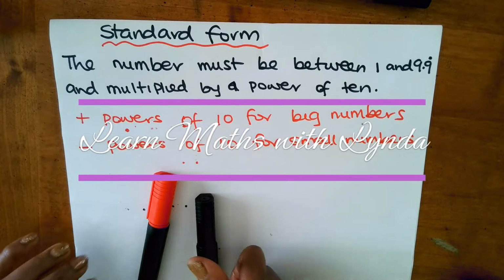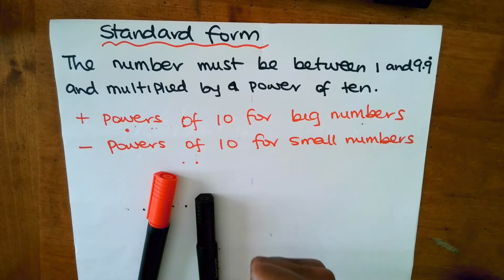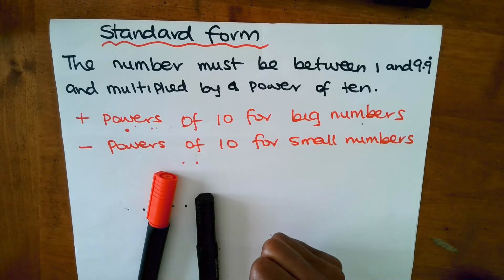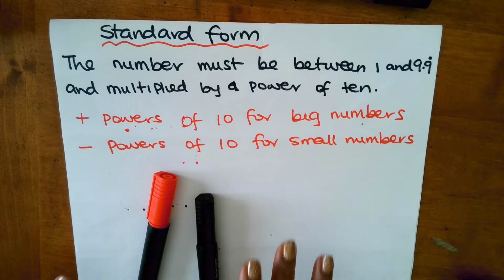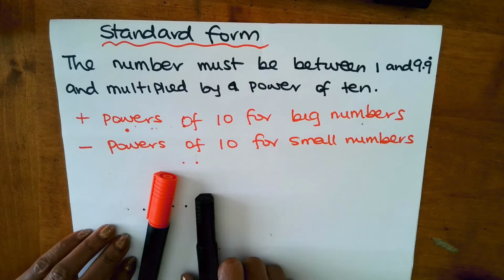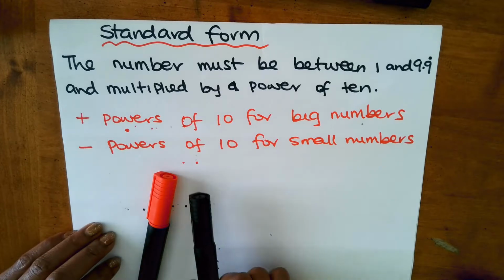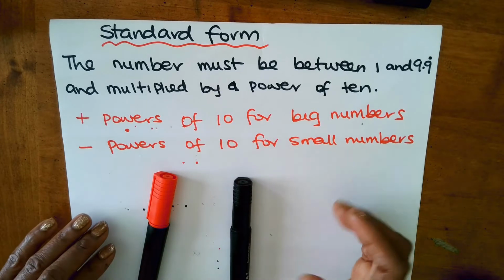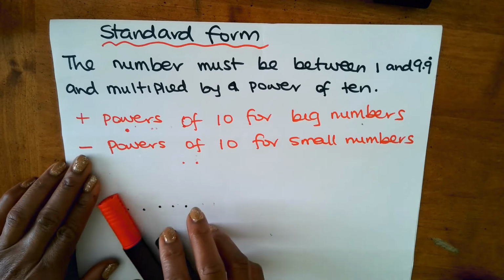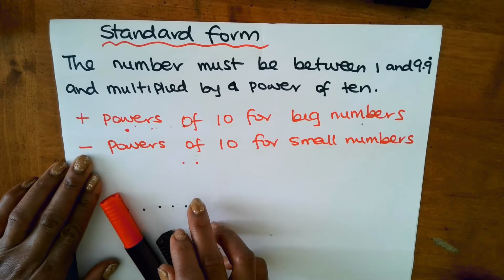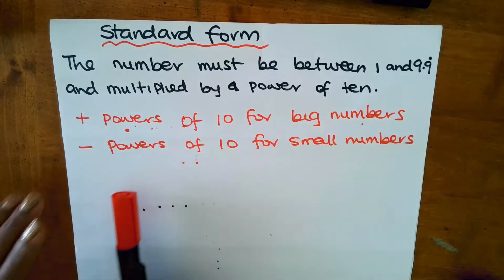So we can use standard form to represent large numbers or very small numbers. In standard form, we also make use of the law of indices, but the numbers are only expressed in one base, which is base 10. So we've got positive powers of 10 for big numbers and negative powers of 10 for small numbers.